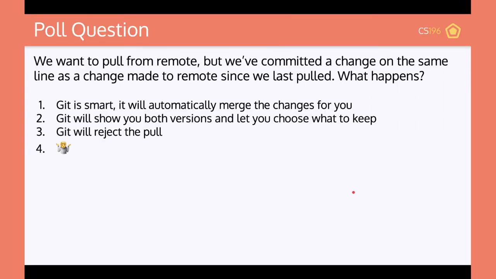So, that being said, we're going to start off with our first poll question. All right, so now is the time to go over to hashtag Pullbot and start voting with the reaction. And so I'll just read out the question as well. We want to pull from remote, but we've committed a change on the same line as the change made from the remote since we last pulled. What happens?